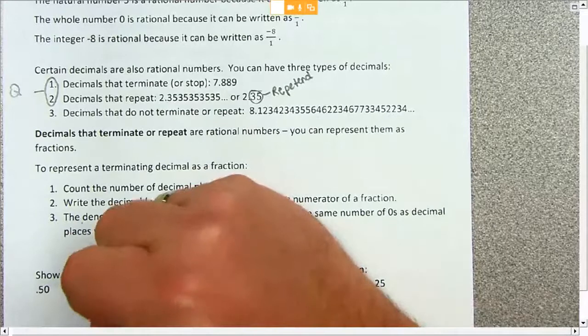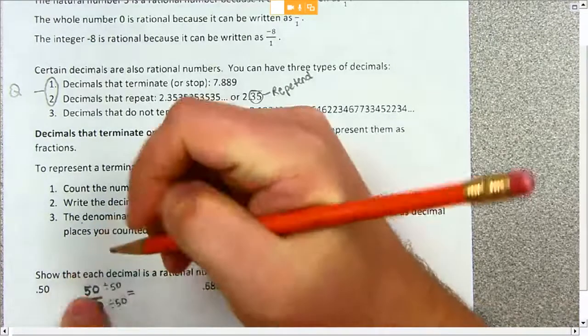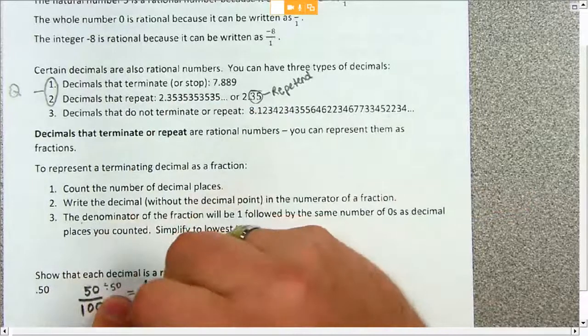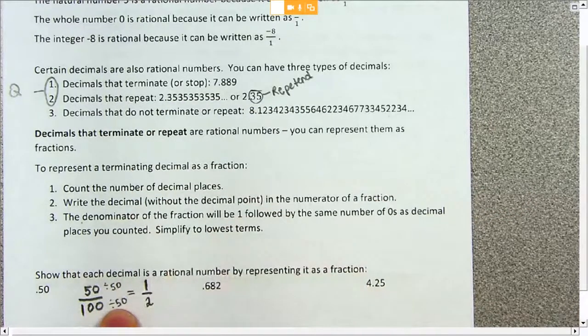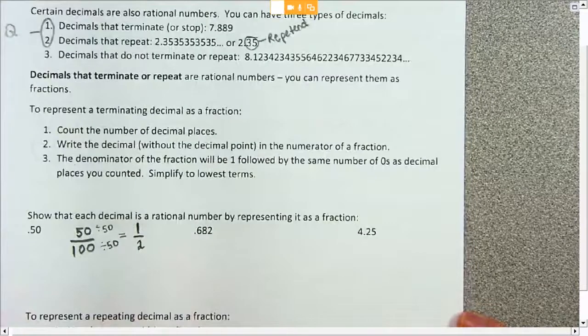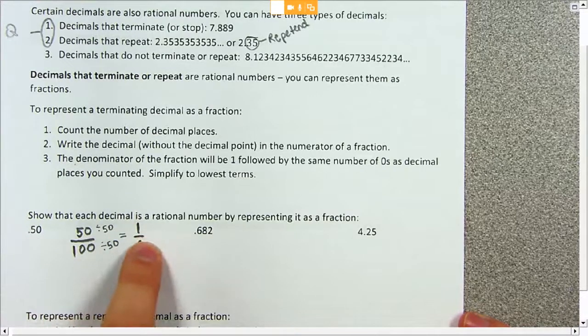And then I can divide both of these by 50. 50 divided by 50 is 1. And 100 divided by 50 is 2, right? 50 and 50 is, if you have 50 cents and then I give you 50 cents, you got $1 now. So 0.5 or 0.50 is actually the fraction 1/2. So I've just shown that's rational, because it can be written as a fraction.